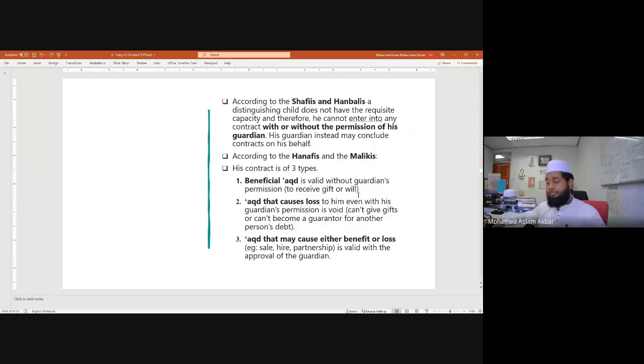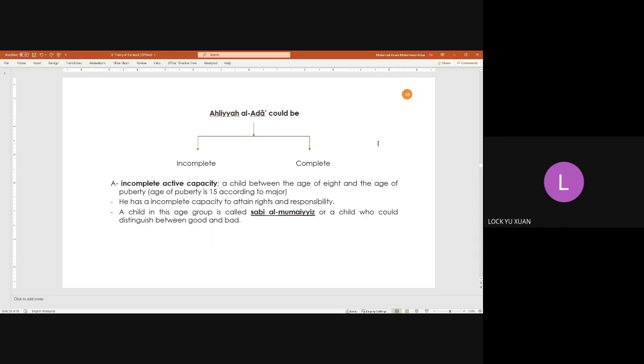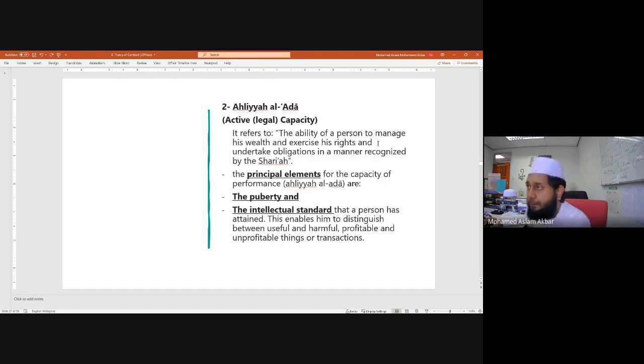Yes, sir. Regarding the legal capacity, we have the complete and incomplete, right? The common example for the incomplete, we can say, is a newborn child. Are you talking about the receptive capacity or the active capacity? Active. Okay, for the active legal capacity, the incomplete example is not a newborn child.